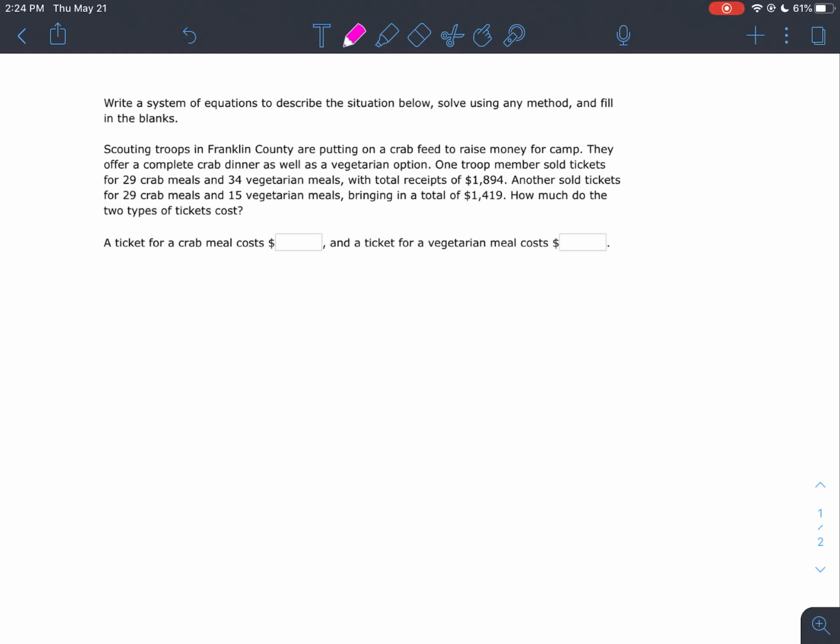Once again, write a system of equations to describe the situation below. Solve using any method and fill in the blanks. Scouting troops in Franklin County are putting on a crab feed to raise money for camp. They will offer a complete crab dinner as well as a vegetarian option.